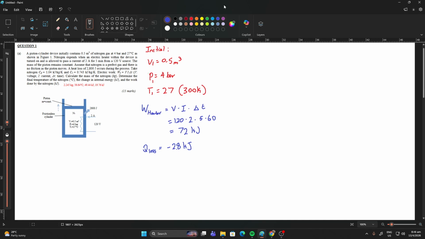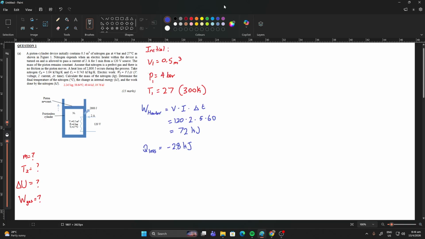Alright, so what do they want us to find? They want us to find the mass of the gas. Since the gas inside is nitrogen, I'm just going to write mass, because it's not impure, it's pure nitrogen. Determine the final temperature. Final state, I'm going to determine at state 2, so I'm going to put T2. Determine the change in the internal energy. Internal energy is U, so they want delta U. And last but not least, work done by the gas. Alright, so we need to find 4 things. Let's go ahead and dive right in.